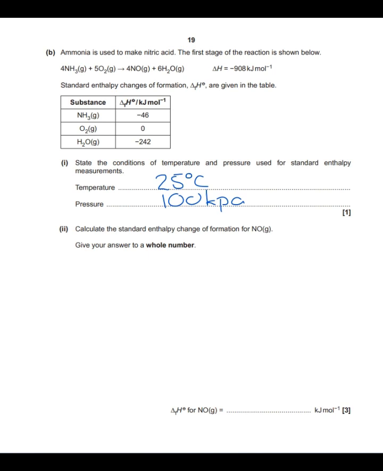Now, what would we do? Calculate the standard enthalpy change of formation of NO, give your answer to a whole number. So looking at this, we're given enthalpy change of formation of ammonia, oxygen is 0, H2O, and we're given the overall, so we've got to try and work it out for NO. So just as a reminder, it's going to be our products minus reactants, and then we're going to input our numbers.